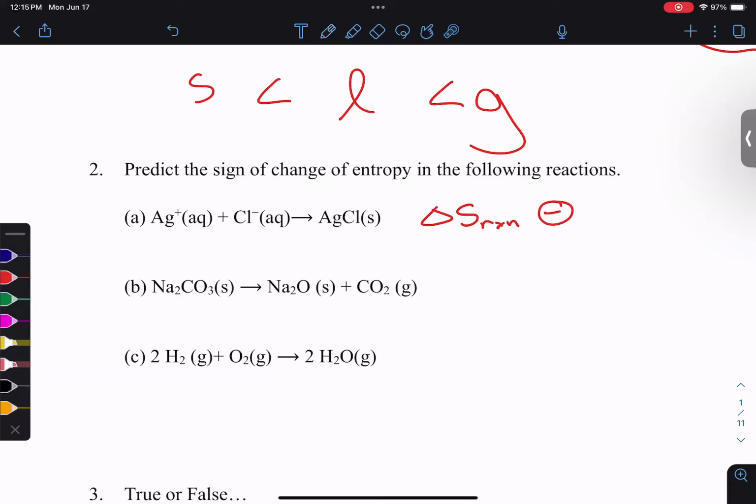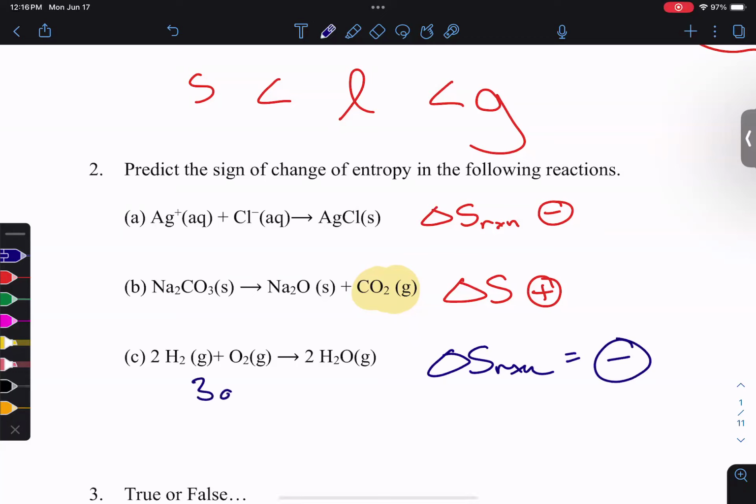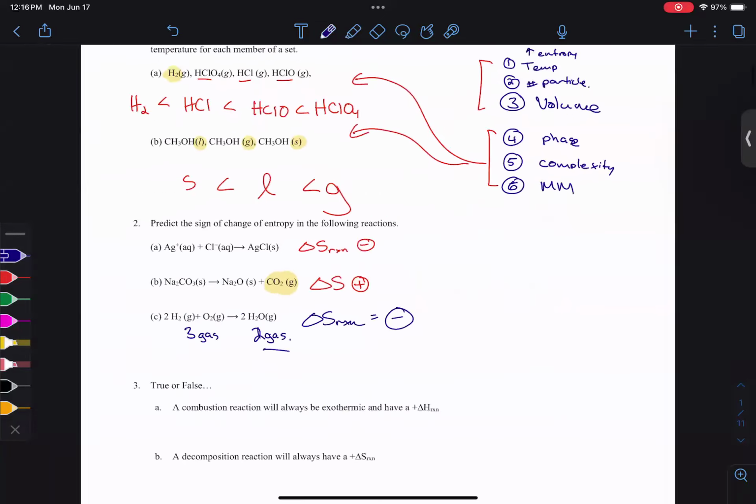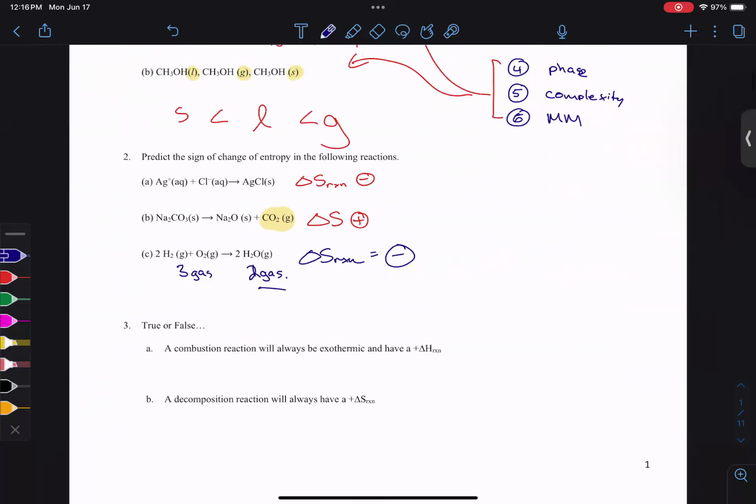All right, the next one, B. Sometimes just looking at particles, particularly gas particles, is going to help you the most, because I see there's solids on both sides, but the product side also has a gas. So I would deduce that entropy is increasing, that it's positive, because that gas is being formed. And then this last one, what do we think the sign of entropy change is in this reaction? Probably going to be negative, because we're going from 3 gases to, or sorry, no, 2 gases. That's probably going to be the determining factor there. All right, perfect. Good, you'll knock that one out real quick.